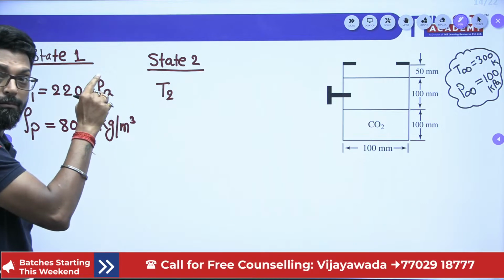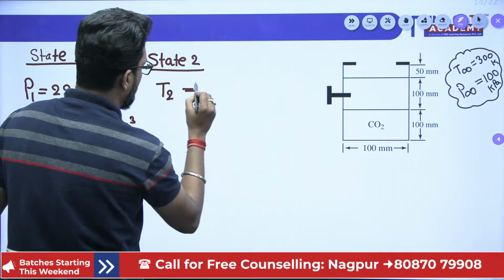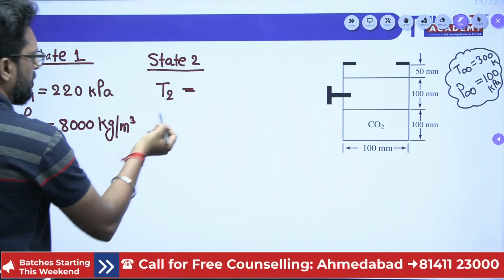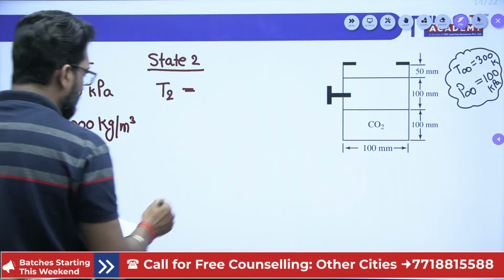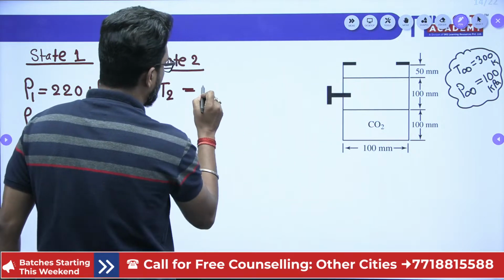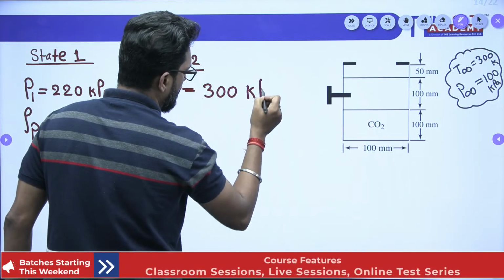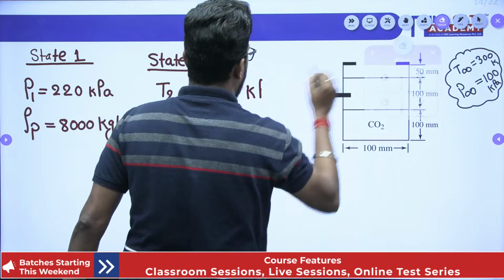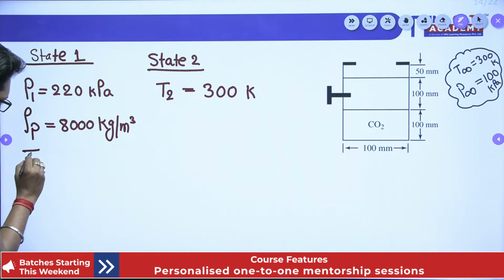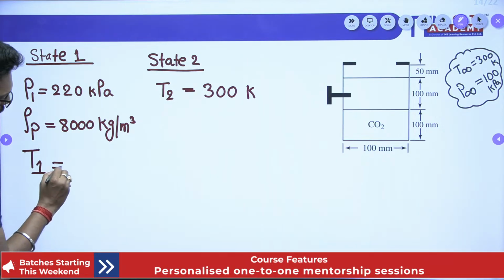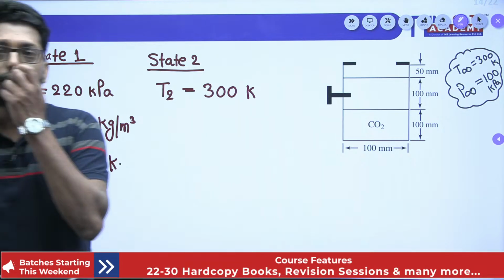T2, this is for the system. T2 again reaches T1, the atmospheric temperature. That means T2 is your atmospheric condition, 300 Kelvin. It returns to its atmospheric condition, 300 Kelvin. Now it is obvious that initially the temperature must be 300.